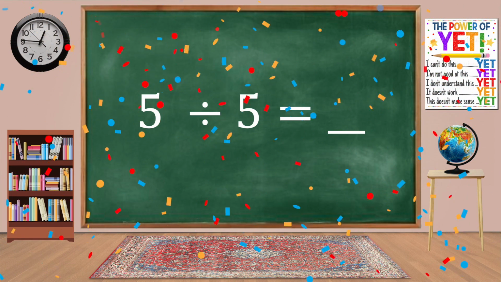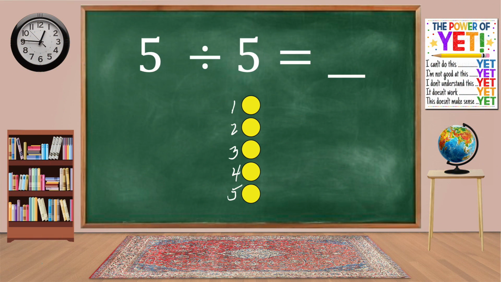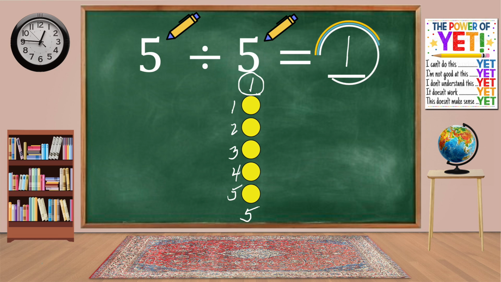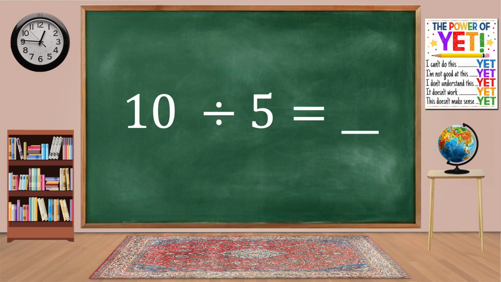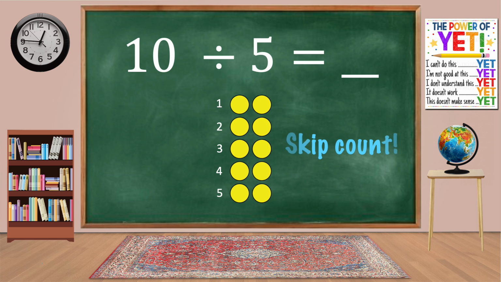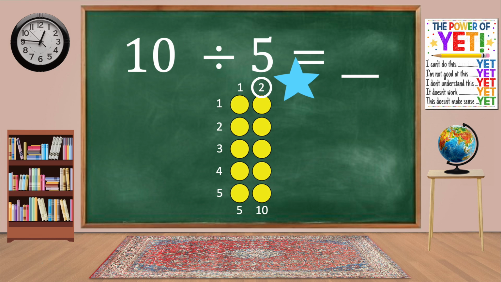5 divided by 5 equals blank. 5 rows. We're only skip counting up to 5. We have 1 column. 5 divided by 5 equals 1. 10 divided by 5 equals blank. 5 rows. We're skip counting up to 10. 5, 10. We have 2 columns. 10 divided by 5 equals 2.